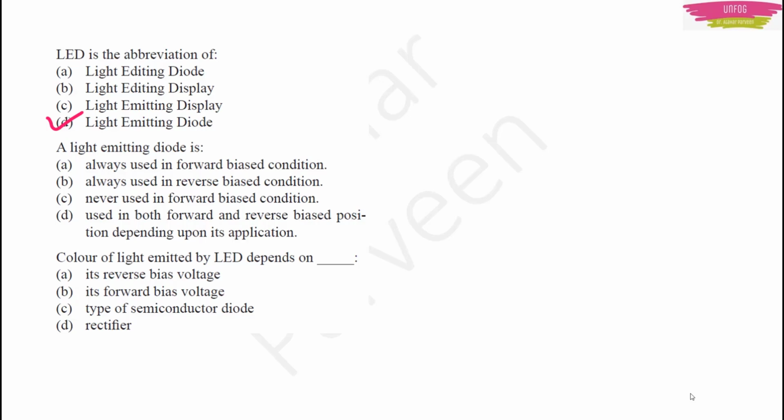So when we know the right answer, we don't go to see all the options, right? Now we know that it is always used in forward bias. It will not work in reverse bias. In reverse bias, it will not give you light. So option A will be the right answer. Next question. Color of light emitted by LED depends on. It depends on the type of semiconductor used to make that LED.